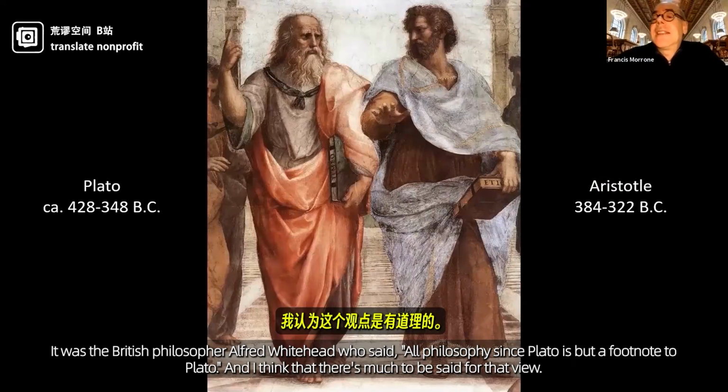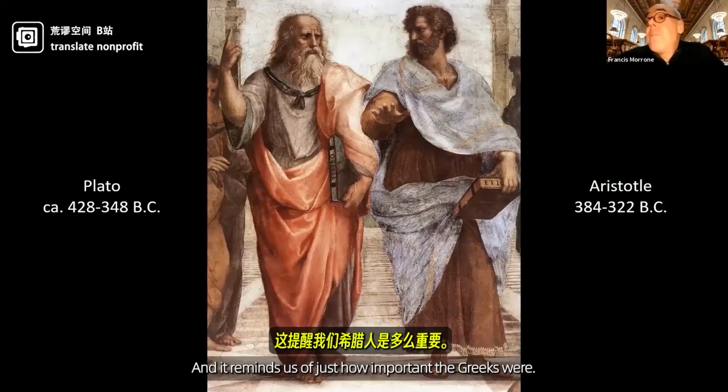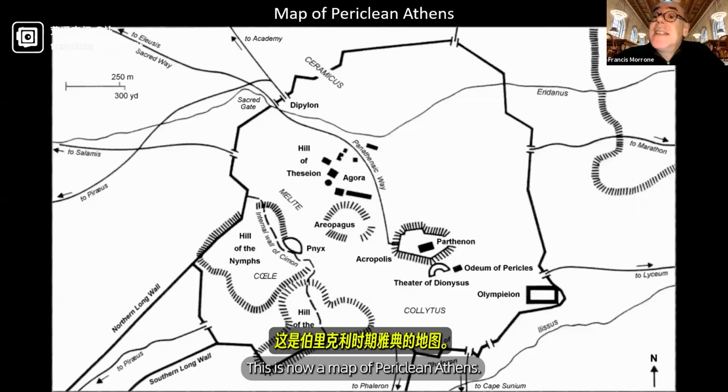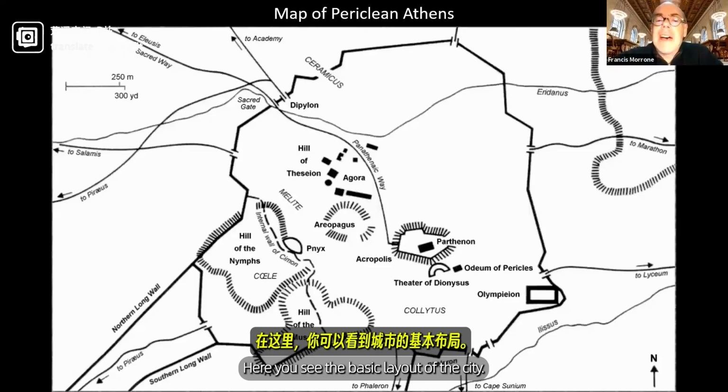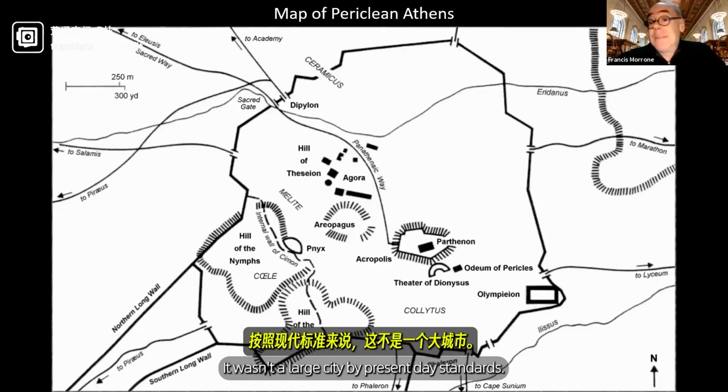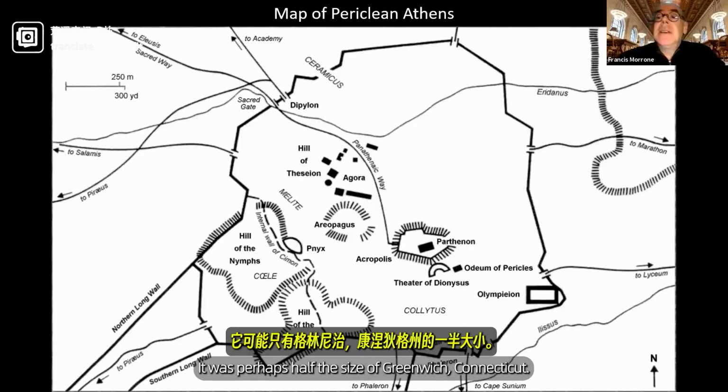And I think that there's much to be said for that view. And it reminds us of just how important the Greeks were. This is now a map of Periclean Athens. Here you see the basic layout of the city. It wasn't a large city by present-day standards.